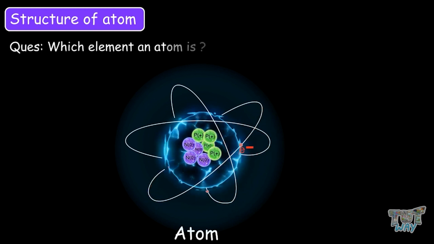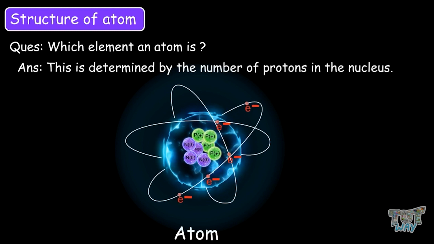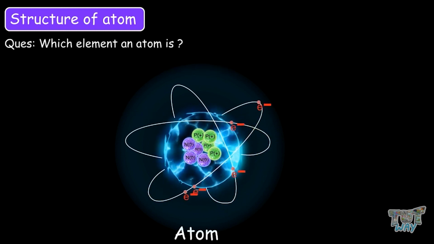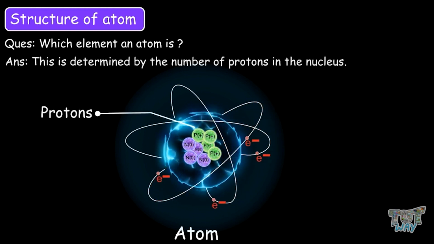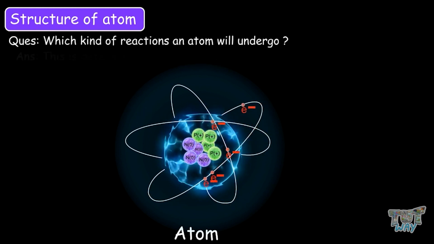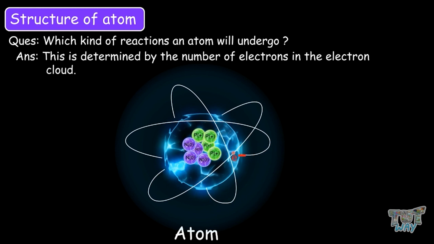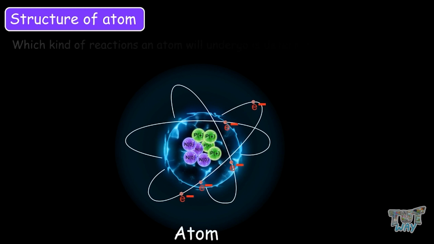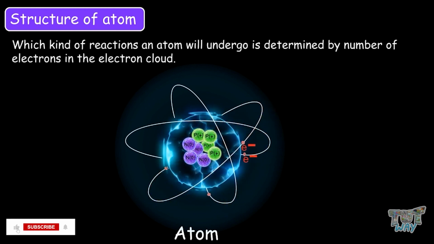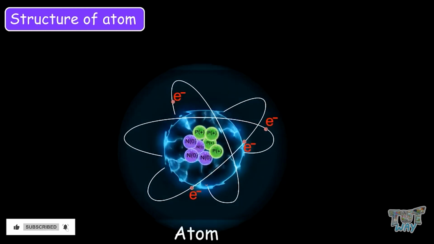Now, which element is an atom? This is determined by the number of protons in the nucleus. What kind of reaction an atom will undergo is determined by the number of electrons surrounding the nucleus.